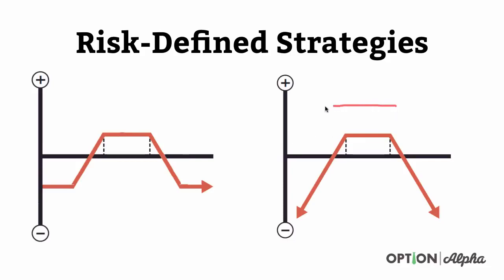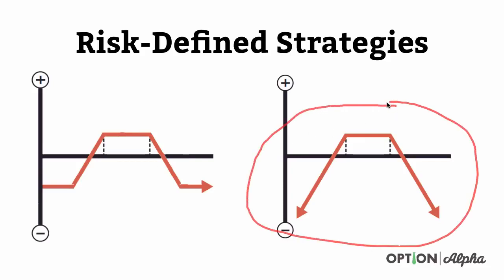With these undefined risk strategies, which are more profitable for larger accounts, they're not as appropriate for a smaller account because margin can fluctuate. And if you don't have enough capital to withstand that margin fluctuation, it can be very harmful to your account. And so for that reason, we highly suggest you stray away from the undefined risk strategies.